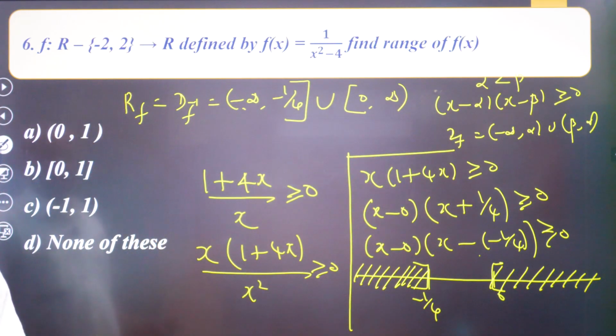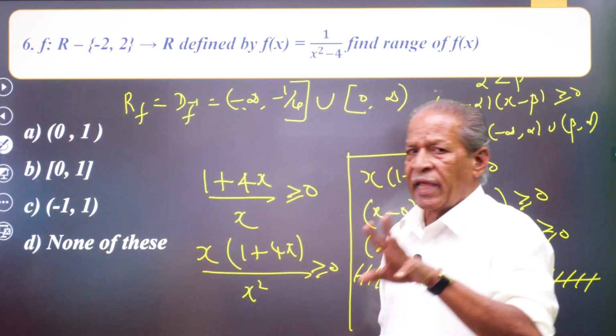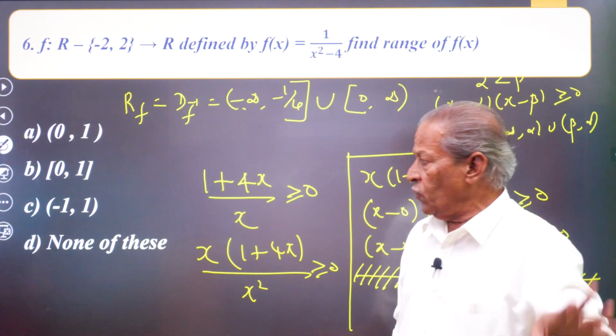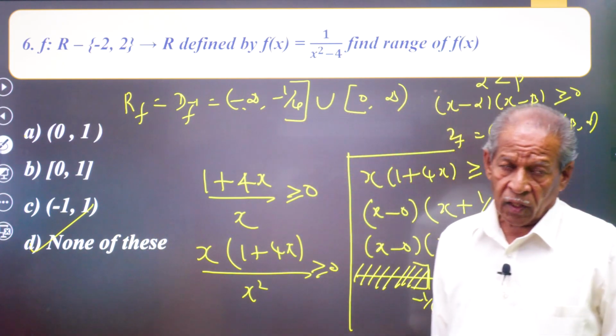Here, the correct answer: this is not the correct answer. This is also not the correct answer. This is also not. So among the 4 options A, B, C, D, none is correct. Therefore none of them is the correct one. Fourth one is the correct answer.